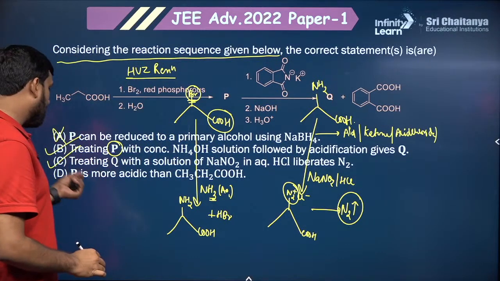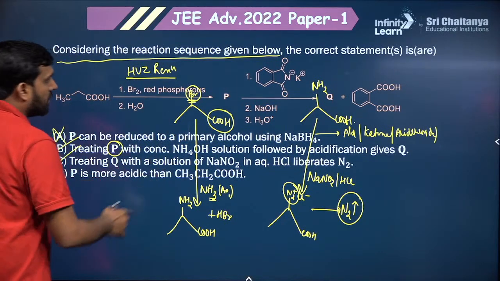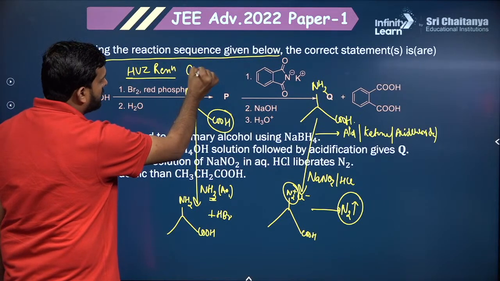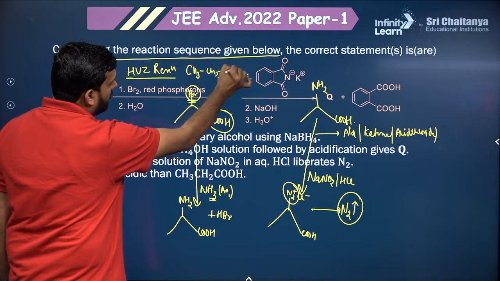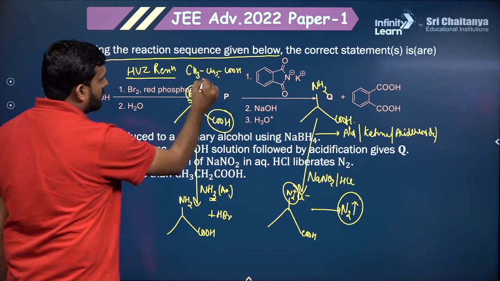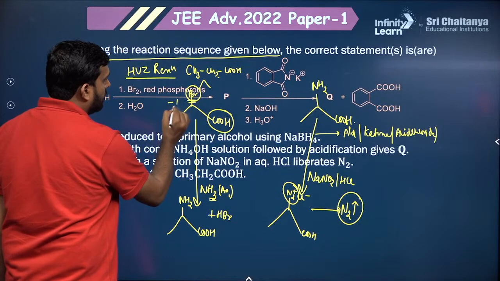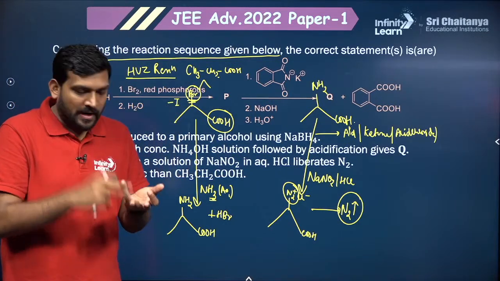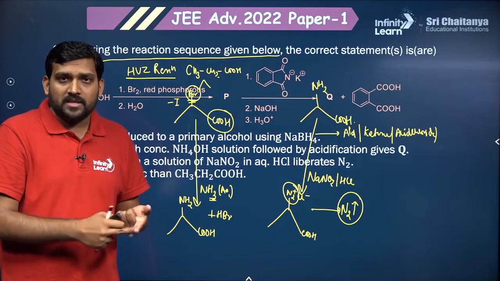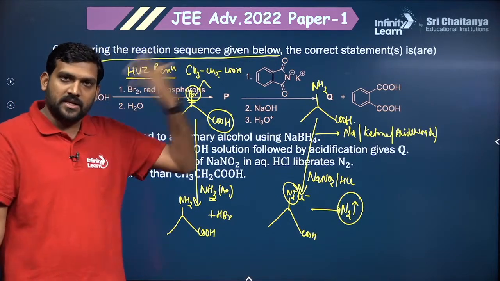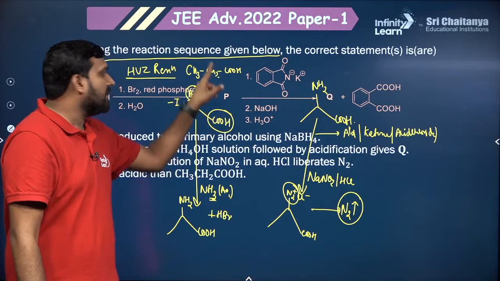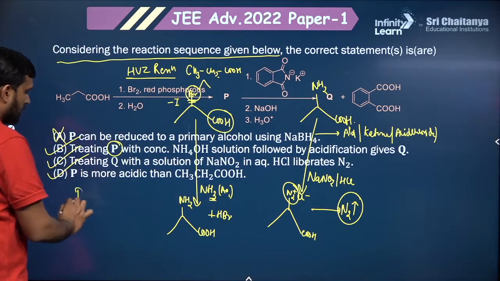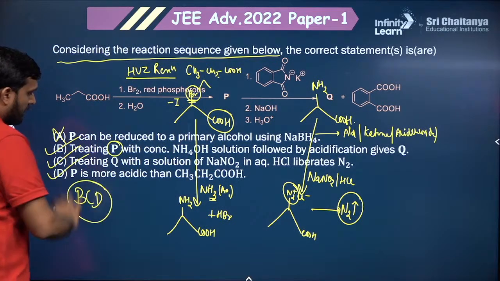Now going to the next, P is more acidic than this. Let's check. This is P, and then they have given you CH3CH2COOH. Yes, it will be more acidic. Why? Due to the minus I effect. We know that electron withdrawing groups, like minus I, minus R, or minus M, increase the acidic strength. So this will be more acidic than this compound. So the correct answer will be B, C and D.